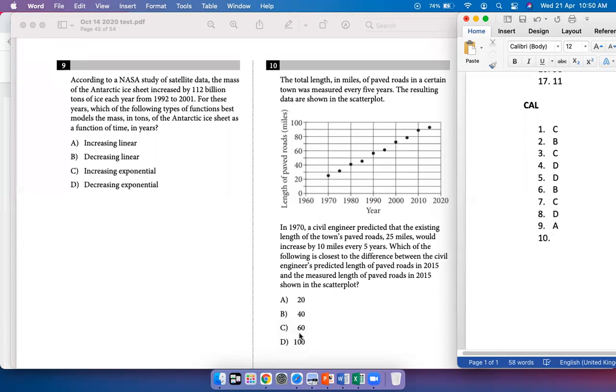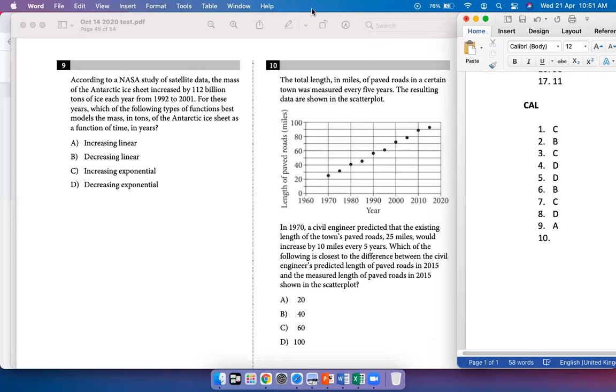Okay, the total length in miles of paved roads in a certain town was measured every 5 years. The resulting data are shown in the scatter plot. In 1970, a civil engineer predicted that the existing length of the town's paved road, 25 miles, would increase by 10 miles every 5 years. Which of the following is closest to the difference between the civil engineer's predicted length of paved roads in 2015 and the one shown in the scatter plot?